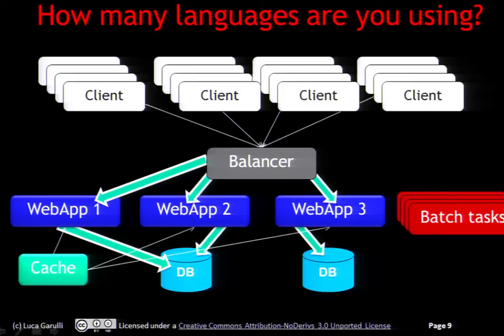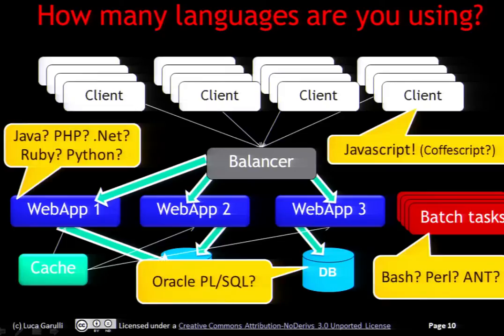And how many languages are you using for all these layers? Probably for sure, JavaScript on the client side. If you are designing a web application, you can only use JavaScript or any other languages on top of JavaScript. For the server side, you have a lot of choices like Java, PHP, .NET, Ruby, Python, and a lot of other technologies. What about the database? We have some applications that are using a language inside the database, like Oracle PL/SQL stored procedure. And we usually have to create some batch to, I don't know, remove all the records during the night or create aggregation. Probably these batches are written in Bash, Perl, or Ant, or any other language.